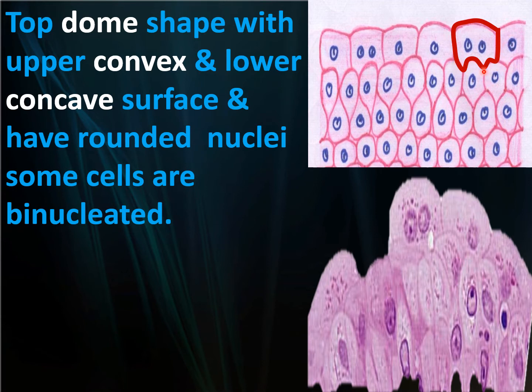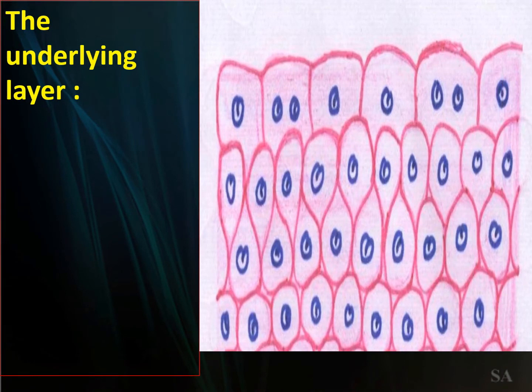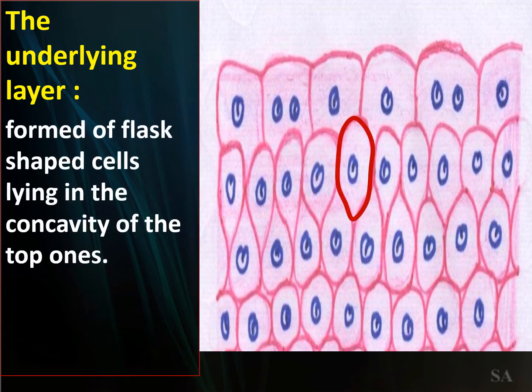The lower surface is concave. The nuclei are rounded and some cells may be binucleated. Binucleated means having 2 nuclei. The top layer is covered by mucus which protects it from the effect of urine. The underlying layer under the top layer is flask in shape and occupies the concavity of the concave surface of the top layer.